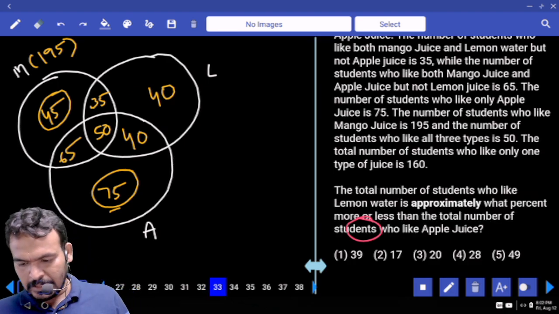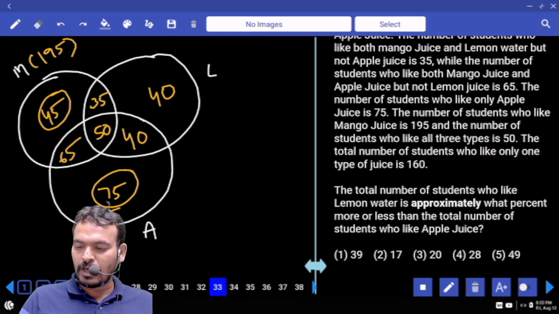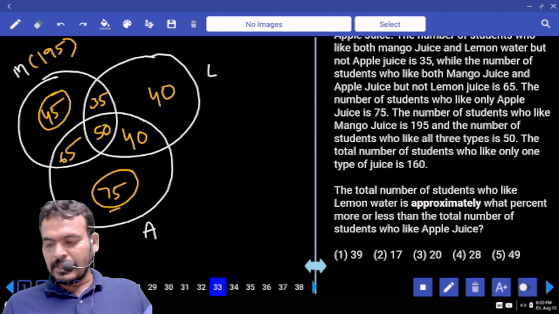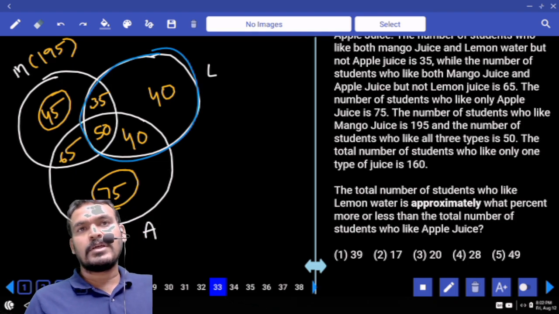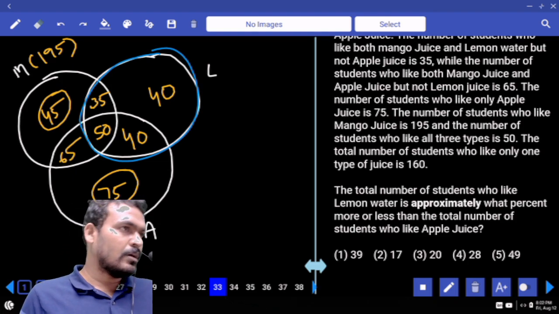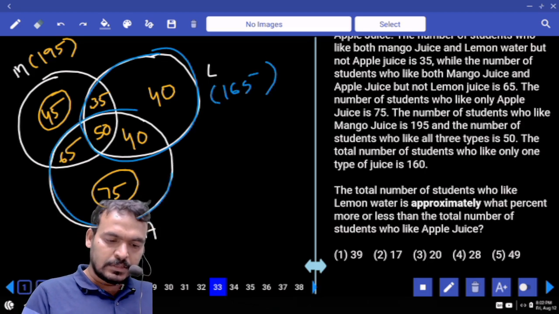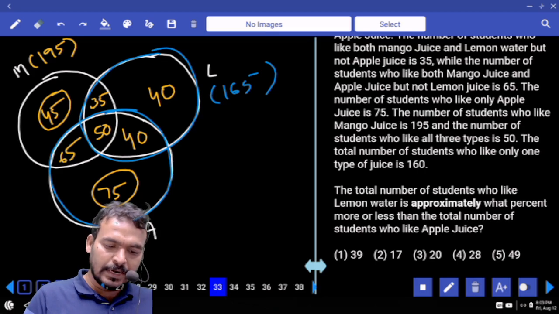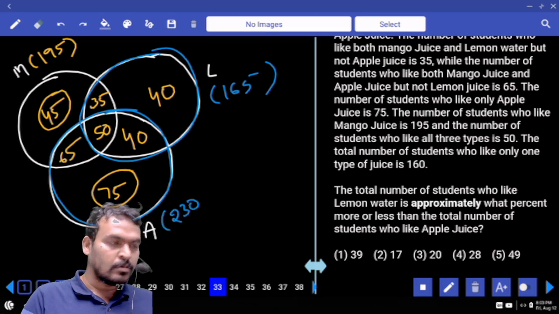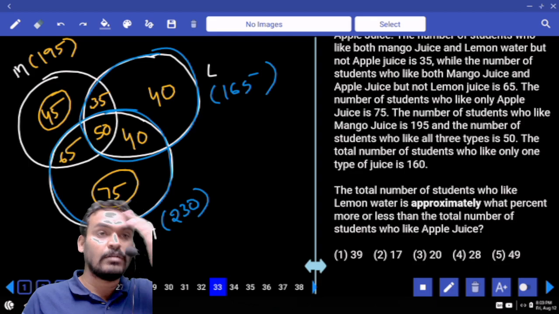Next, question number 33. The total number of students who like lemon juice is approximately what percentage more or less than the total number of students who like apple juice? Okay, means lemon and apple. What is the total lemon value? 50 plus 40 plus 40 plus 35, which is 165. Apple total value is 65 plus 50 plus 40 plus 75, which is 230. 65 plus 75, 140, plus 90, 230.